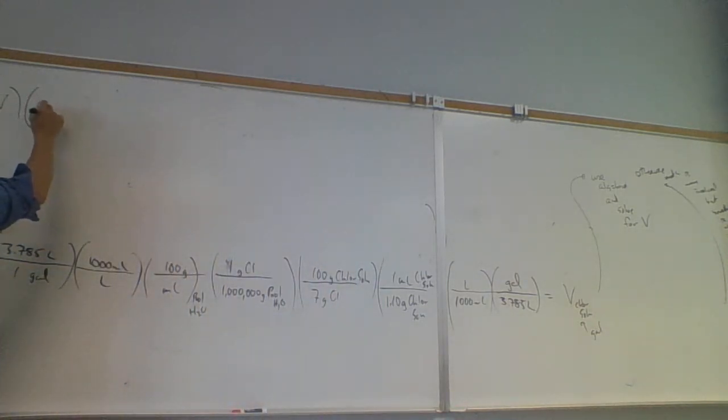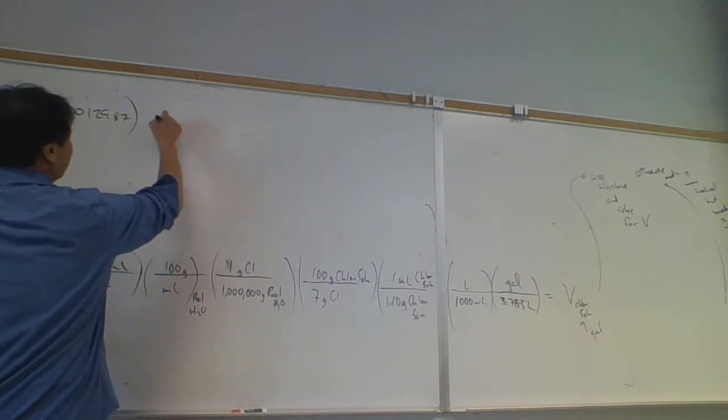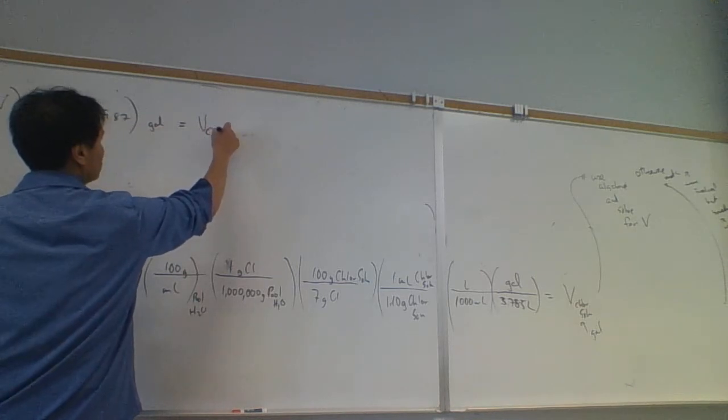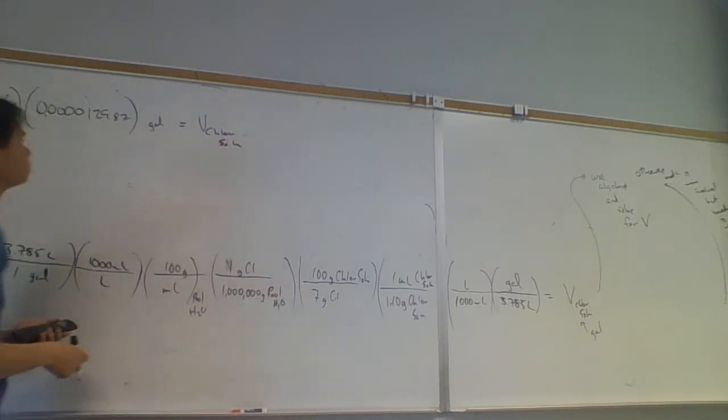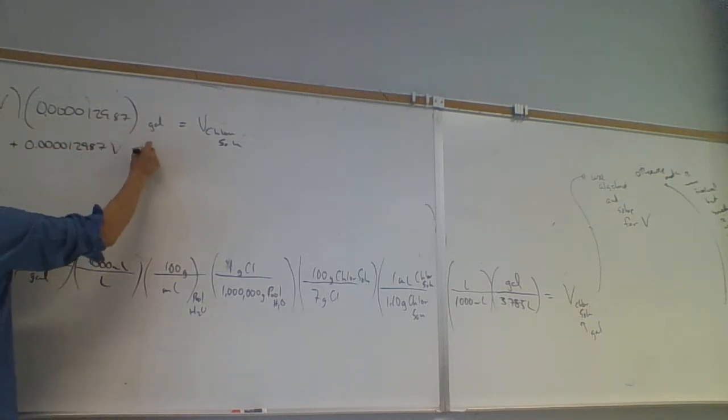So this comes out to 0.000 quadruple 0.12987. So units are going to be in gallons. This is going to equal the volume of the chlorinating solution. So I'll do this times 18,000. And that gives me 0.23376 plus 0.00012987B is equal to B.